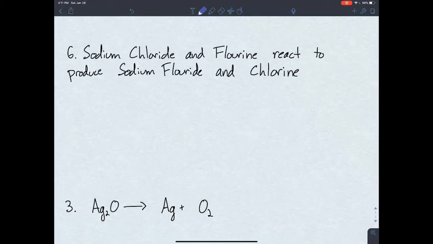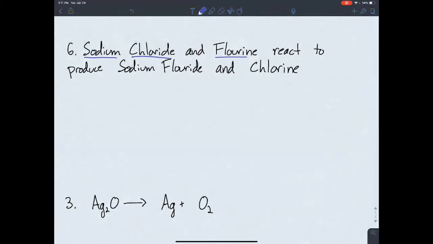Sodium chloride and fluorine react to produce sodium fluoride and chlorine. So I have sodium chloride, table salt, an ionic compound, and fluorine alone. The phrase "react to produce" tells me it's my arrow. By the way, "and" tells me it's a plus. Then sodium fluoride, another ionic compound, and chlorine as a single atom. And my "and" is a plus sign.